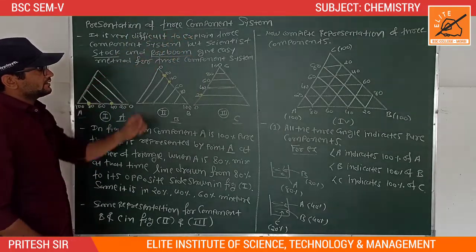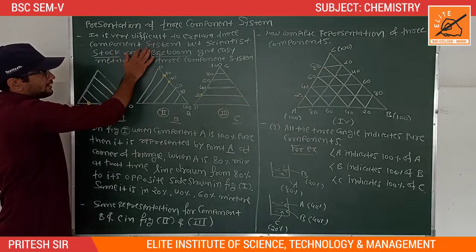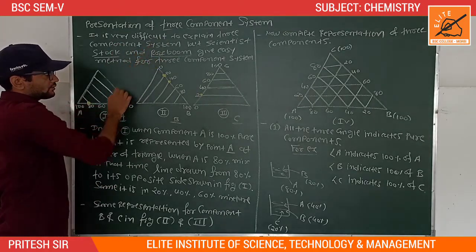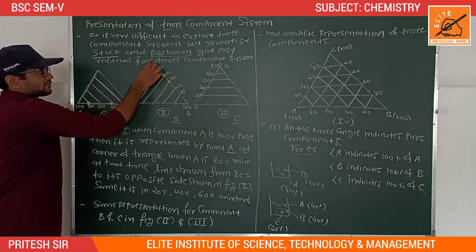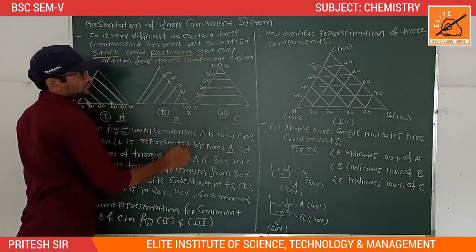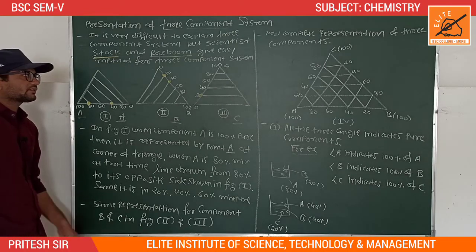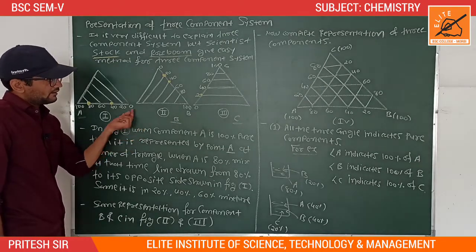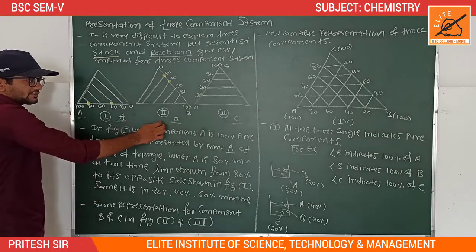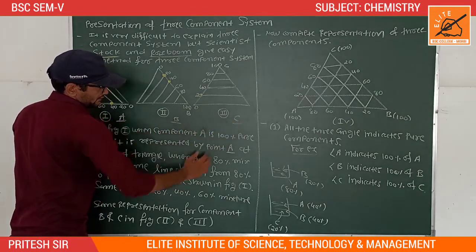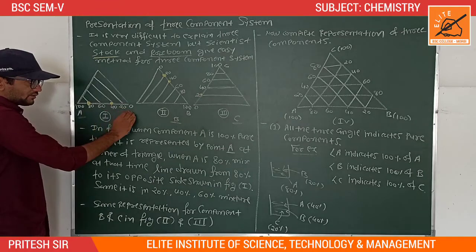It is not easy. It is very difficult to explain a 3 component system, but two scientists, the first one is Stock and the second one is Roozeboom, give an easy method for a 3 component system. Here 3 different triangles are given. The first one is for A, the second one is for B, and the third one is for C. Different compositions are also given.